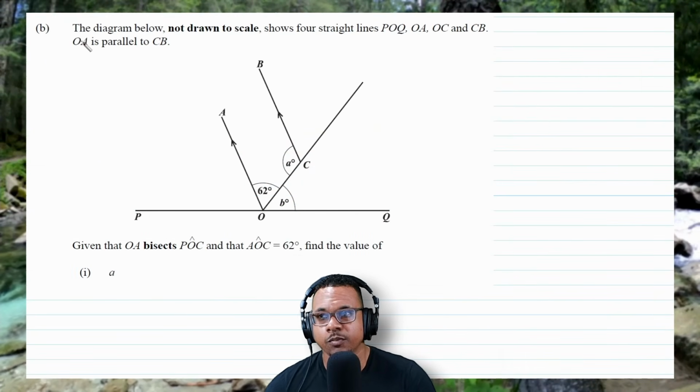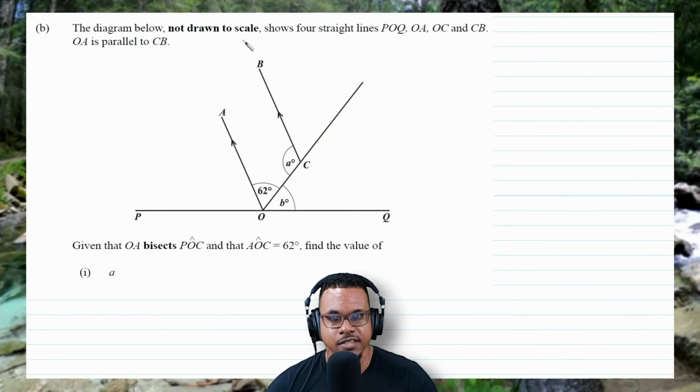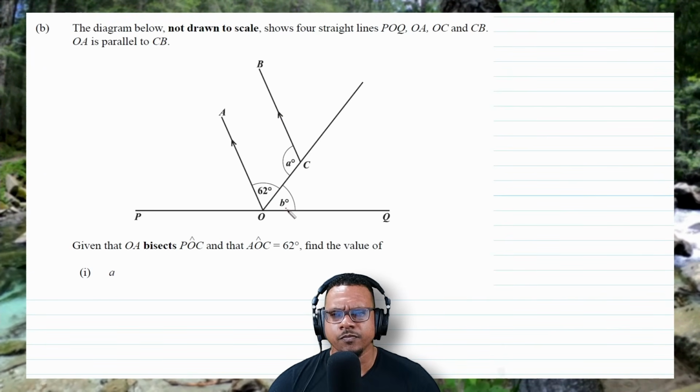So here we have part B, where they say the diagram below, not drawn to scale, shows 4 straight lines. So POQ, so that's POQ here. OA, that's here. OC, that's right here to here. And CB, that's right here. Right, these are our 4 straight lines. And then we have OA is parallel to CB. So OA is parallel to CB. Now you can see that on the diagram with these arrows, right? These arrows suggest that we have parallel lines.